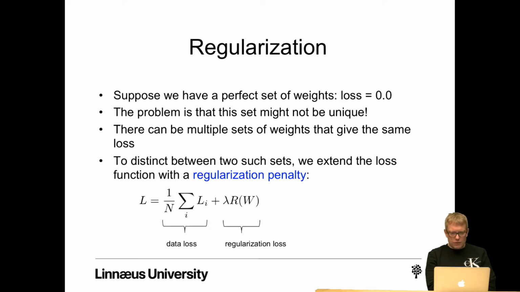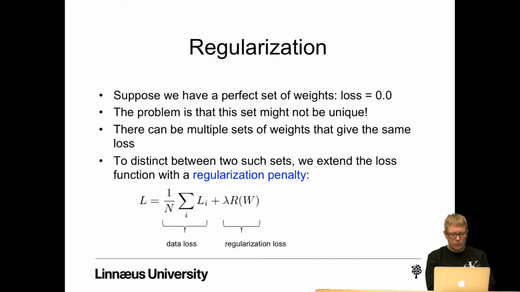So, regularization is also something that is important. Suppose we have a perfect set of weights, so our loss is 0. The problem is that this set might not be unique. There can be multiple sets of weights that give the same loss. To distinguish between two such sets, we extend the loss function with a regularization penalty.